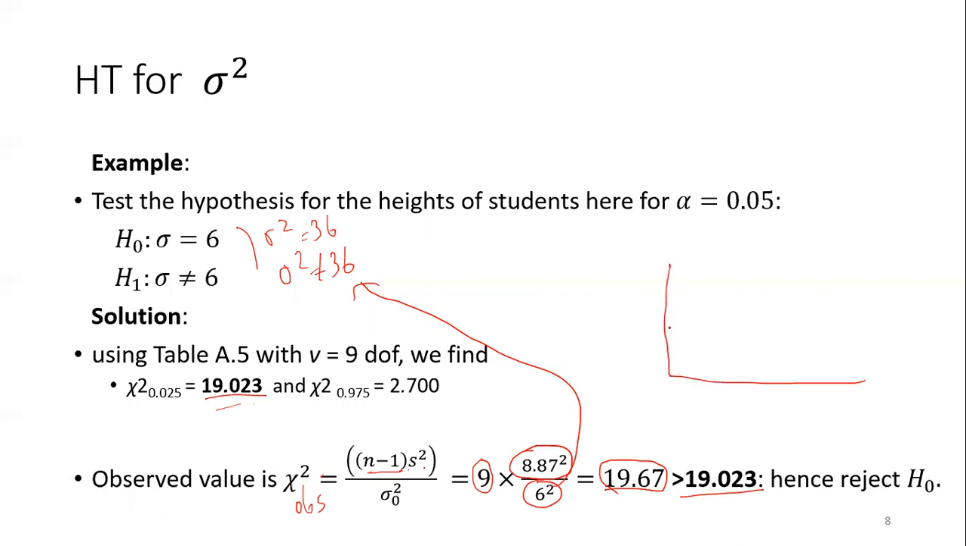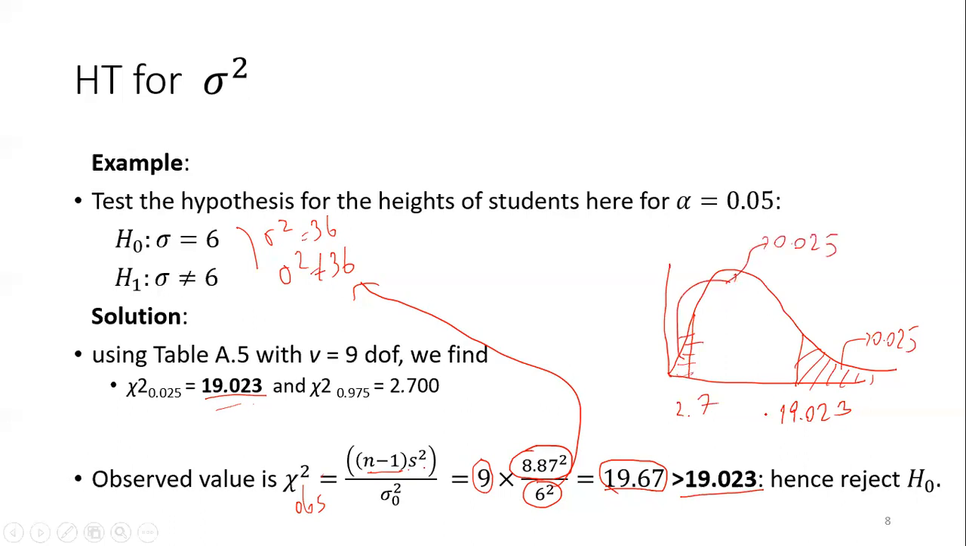equal to 36. So remember, this is my chi-square, right? Let me just plot this. So this is 2.7 here, and here I have 19.023, okay? So this is the shaded region, 0.025 here. And here, this is the shaded region, 0.025, okay? So what I found is 19.67. It's somewhere here. Hence, it's in the rejection region.